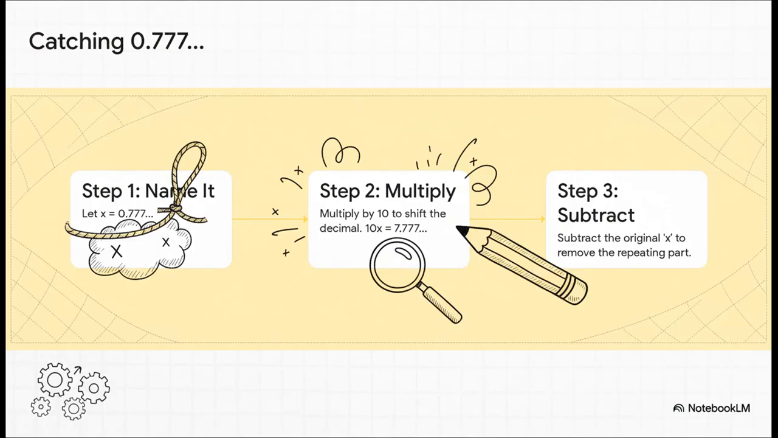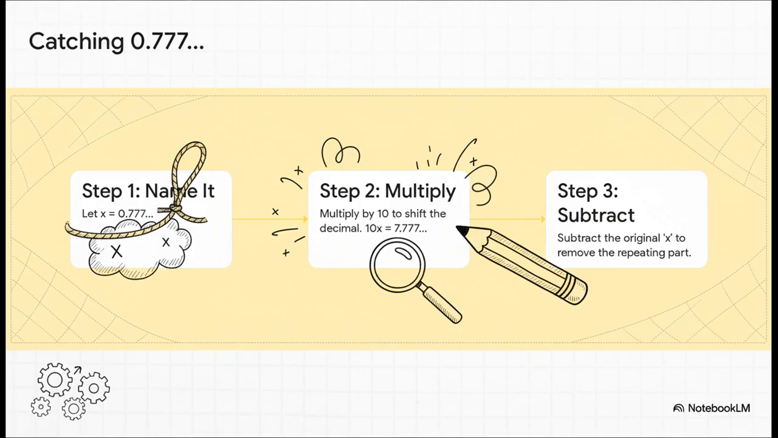Let's try to capture 0.7777. First step, let's just give it a name so we can work with it. Let's call it x. So x equals 0.777 and so on. Now, here's the trick. We need to get rid of that infinitely repeating part. How? We're going to make a copy of our number, but shift the decimal point. Since only one digit is repeating, the 7, we multiply by 10. That just slides the decimal one spot to the right. So now we have 10x, which equals 7.777.